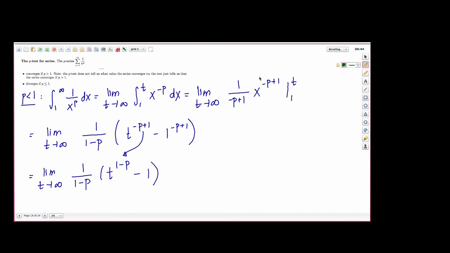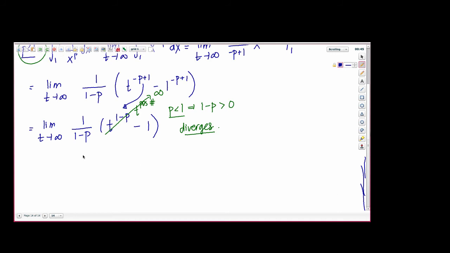Now remember, we're in the case p less than 1. So p less than 1 tells us that 1 minus p is actually greater than 0. For example, p could be a half, in which case 1 minus p would be a half, which is greater than 0. Or maybe p is minus 7, then 1 minus p is 8, which again is greater than 0. So as t goes to infinity, we have t to some positive number, which goes to infinity, which tells us that in this case, our improper integral diverges. So the improper integral diverges, which tells us that our series also diverges by the integral test.